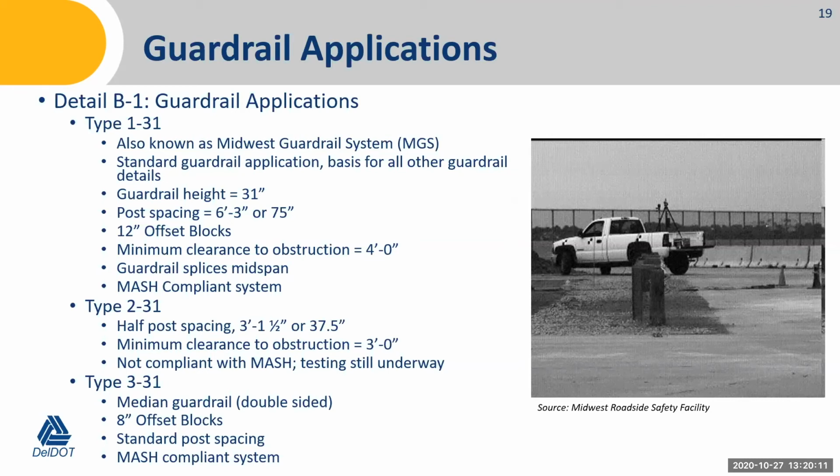The guardrail splices are at mid-span, so that's going to be a big thing to look out for in the field. If you're installing a 31-inch guardrail with 6'3" post spacing and your splices are at the post, it's wrong. They need to be installed mid-span. This is considered a MASH compliant system. The type 231, which is considered half post spacing, 3 foot 1.5 inches or 37.5 inches, is an NCHRP 350 compliant device.